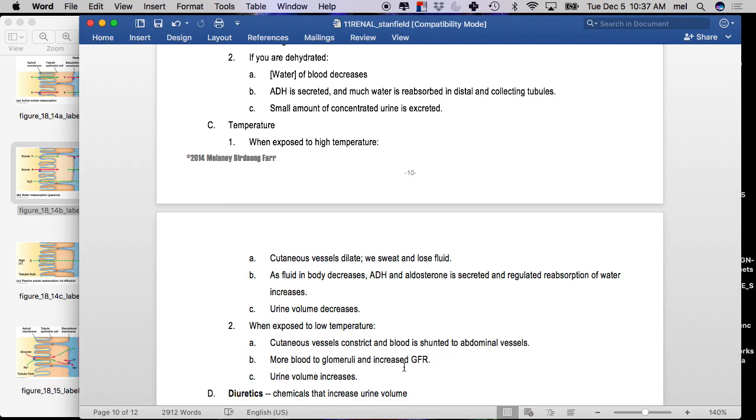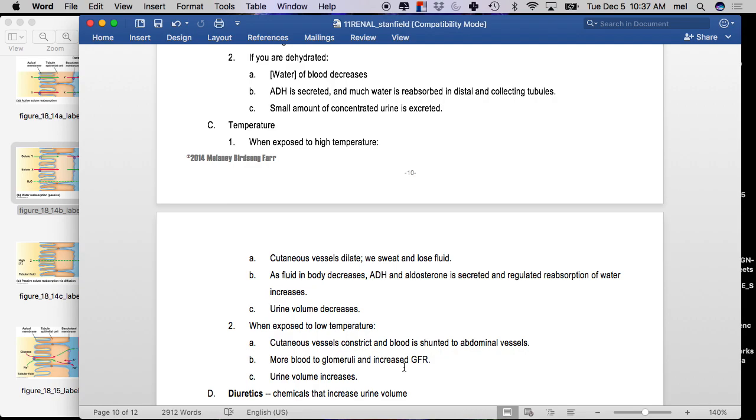ADH will be secreted, and ADH will do what? Increase or decrease regulated reabsorption of water? Increase regulated reabsorption of water where? In the nephron. DCT. Yes, DCT of the nephron. And of course, you're going to pee a small amount of really, really concentrated urine.